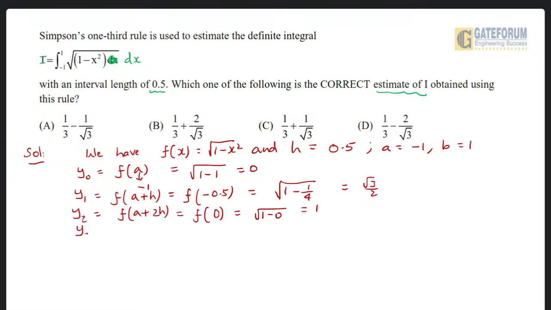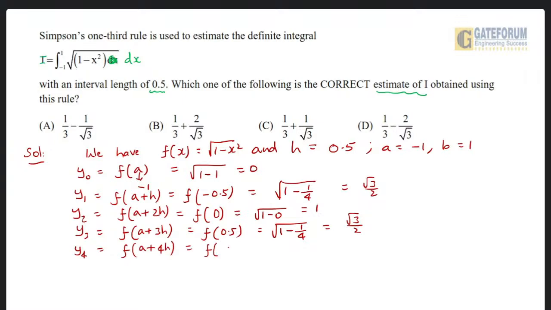Next, y3, f of a plus 3h, the function value at a plus 3h. 0 plus 0.5, now f of 0.5, put x equal to 0.5 in the function fx, you will be getting root over 1 minus 1 by 4, again simplifies to root 3 by 2. y4, when to stop calculating these ordinates y0, y1, y2? Till we reach the function value at the upper limit. f of a plus 4h. So this simplifies to adding one more 0.5, you will be getting 1.